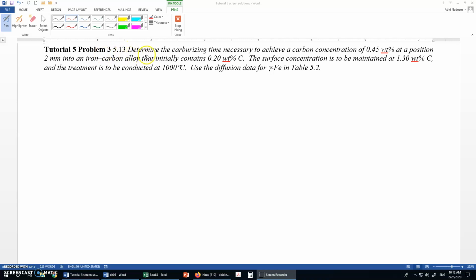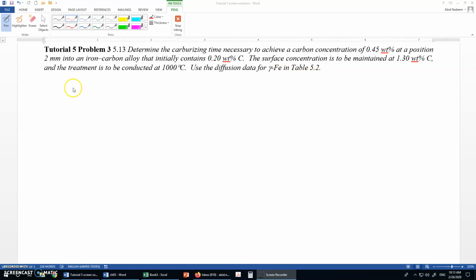Okay, problem 3. Determine the carburizing time necessary to achieve a carbon concentration of 0.5 weight percent at a position 2 mm into a carbon alloy that initially contains 0.2 weight percent carbon. The surface concentration is to be maintained at 1.3 weight percent carbon, and the treatment is to be conducted at 1000 degrees centigrade. So use the diffusion data for gamma iron in table 5.2.